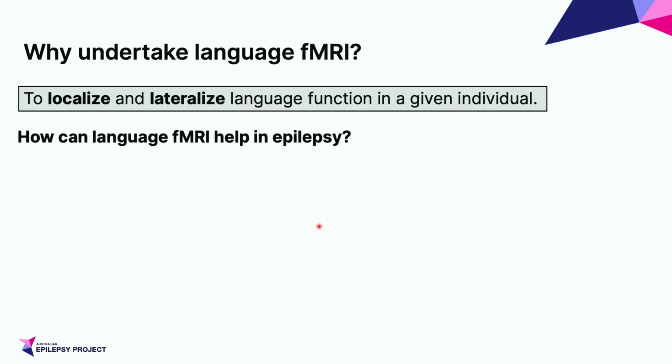Language fMRI is generally undertaken because there's a clinical need to know something about where language is localized and lateralized in a particular individual. So why might we need to do this in epilepsy, the context in which I'm working? There are a number of reasons. First of all, it can help with making sense of seizure semiology. If we've got patients presenting with aphasic or dysphasic features during their seizures, it's helpful to know how and where language is organized in their brain.